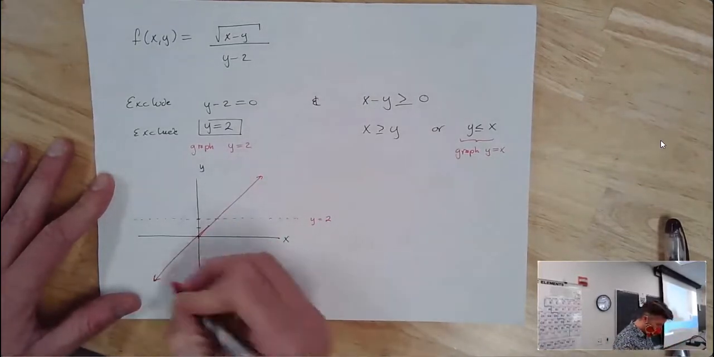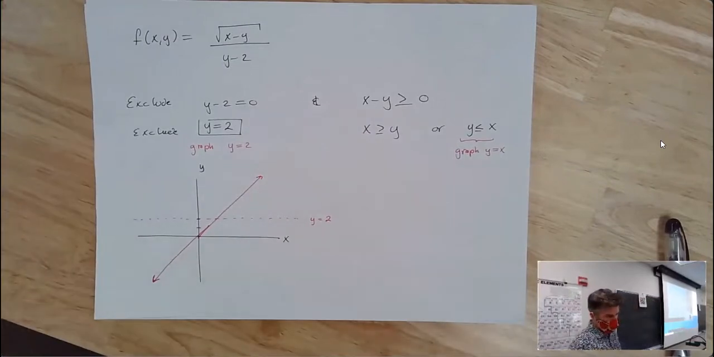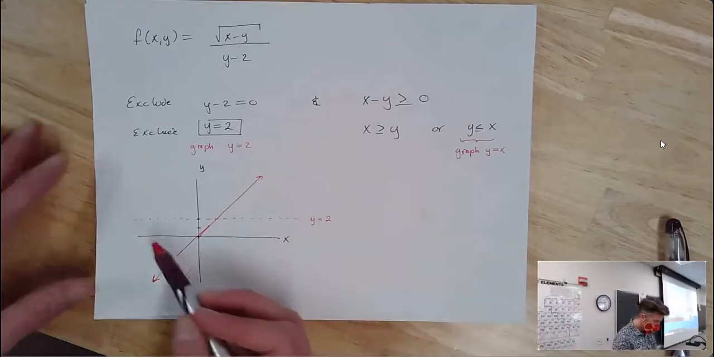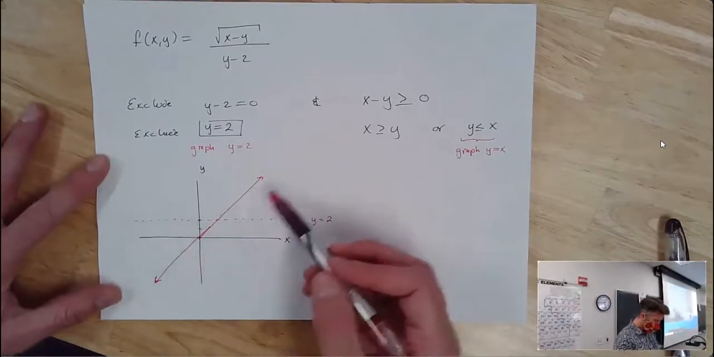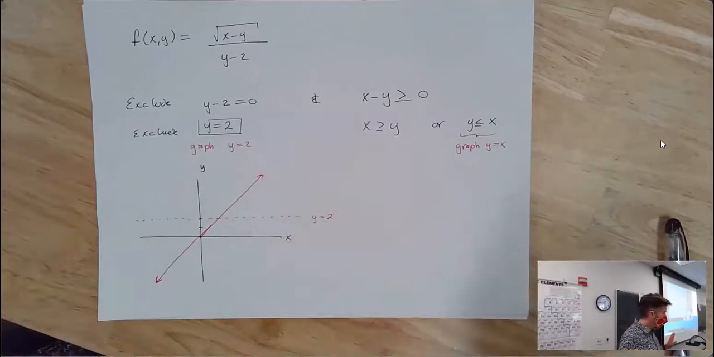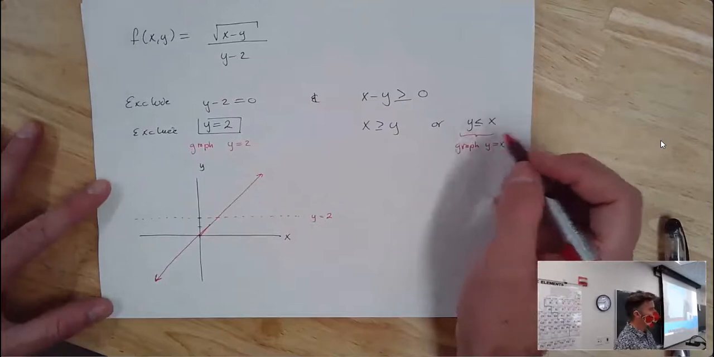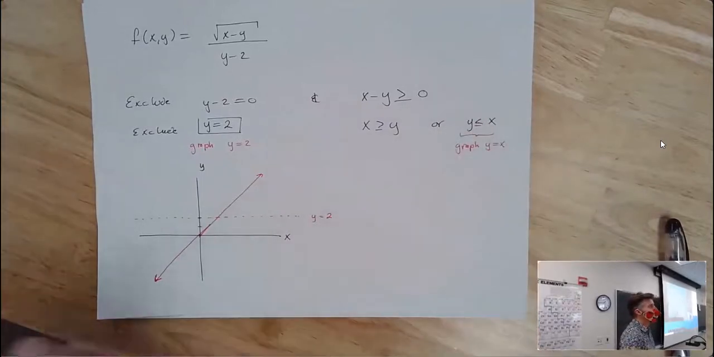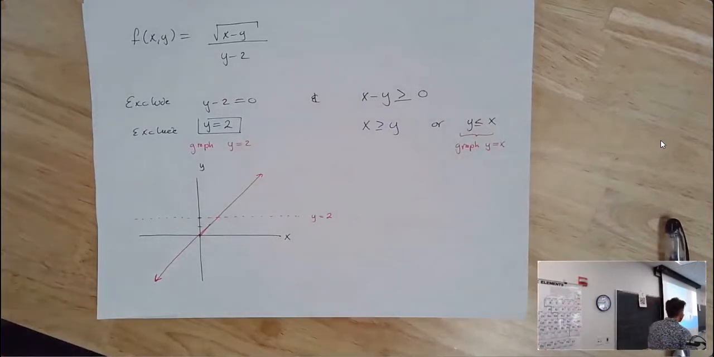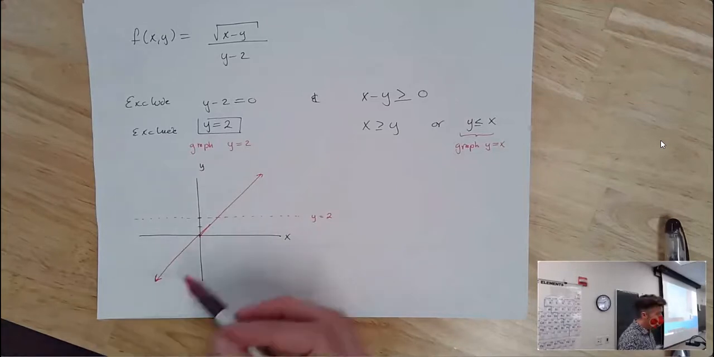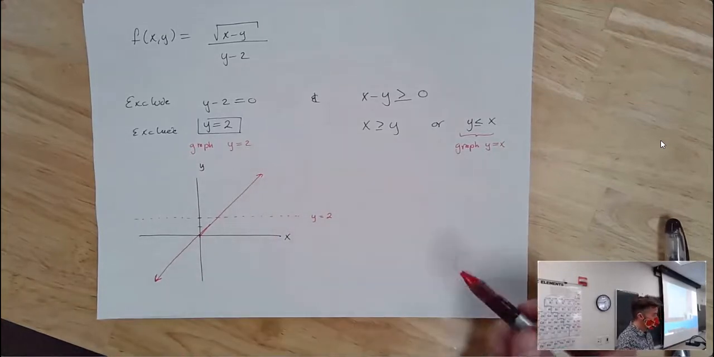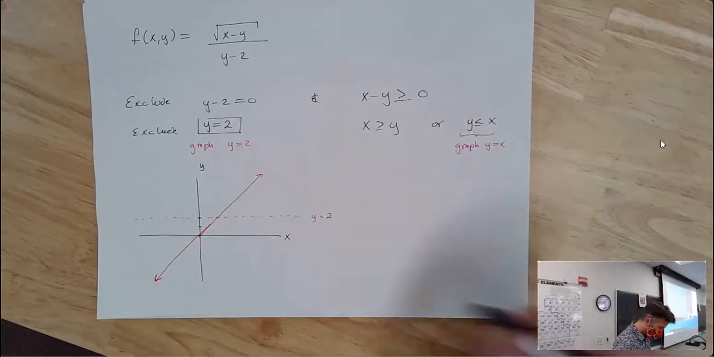So there's the line y equals x. And then we have to figure out which part of this we actually want. So we just are excluding the line y equals 2, right? We don't want that line. But for the line y equals x, we actually want everything where y is less than or equal to x. The easiest way to figure out which side of this boundary you want is to pick a point. Pick an easy point that's not on the boundary. Pick something like, I don't know, 0, 1.